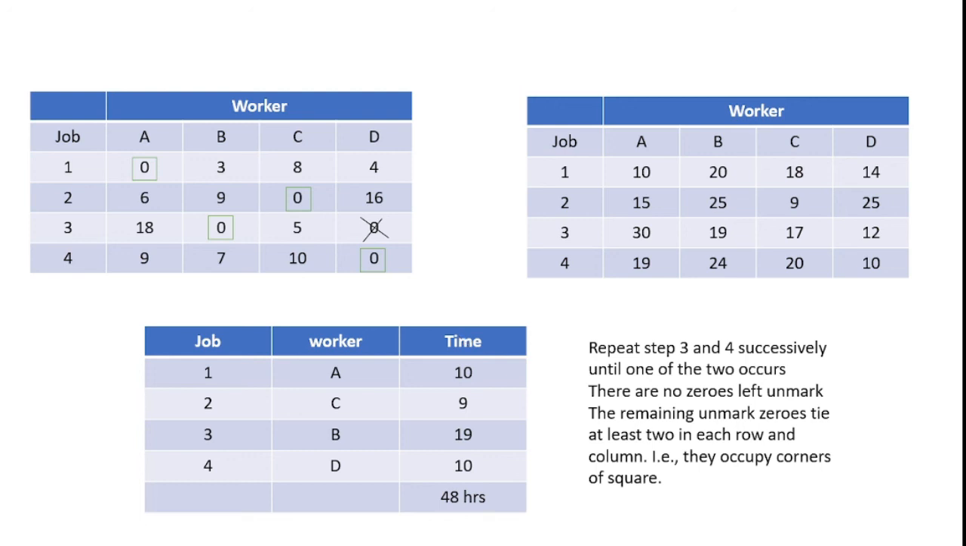Repeat the same steps, steps 3 and 4, successively until one of two things occurs. There are no zeros left unmarked, or the remaining unmarked zeros tie, at least 2 in each row and column. That is, they occupy the corners of a square. Likewise, we can solve the assignment model in operations research. Now, I believe you can understand what the assignment model is and how we can solve it with the operations research concept.